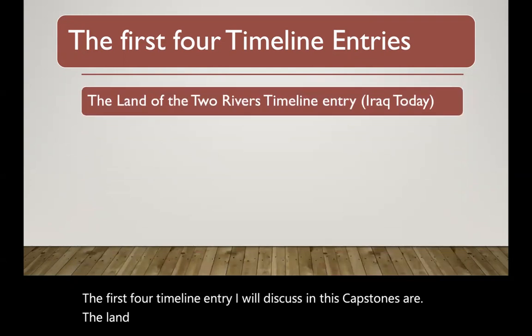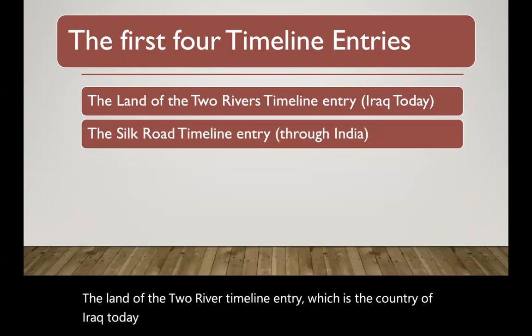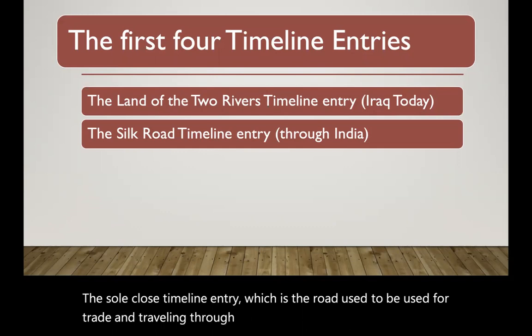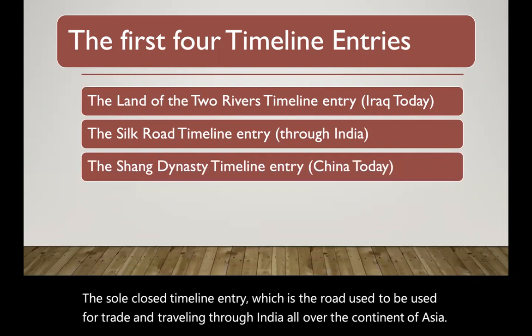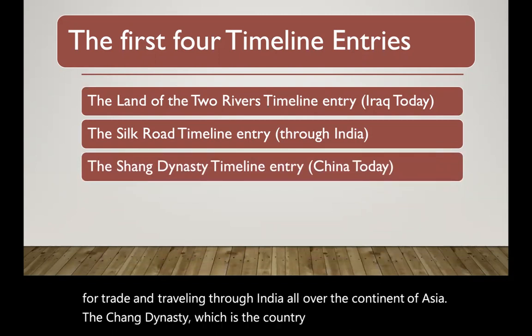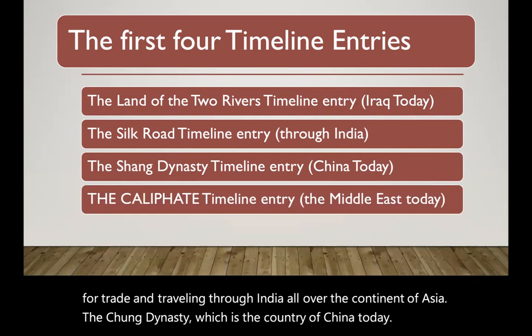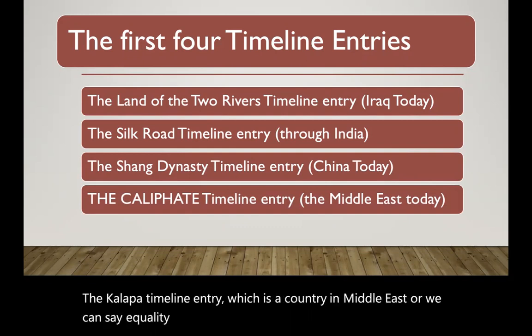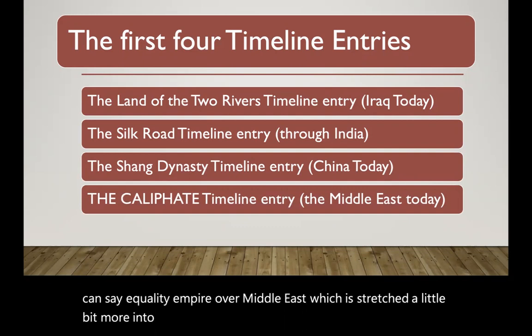the Land of the Two Rivers timeline entry, which is the country of Iraq today. The Silk Road timeline entry, which is the road used for trade and traveling through India all over the continent of Asia. The Shang Dynasty, which is the country of China today. The Caliphate timeline entry, which is an empire over the Middle East, stretching a little bit into Europe.